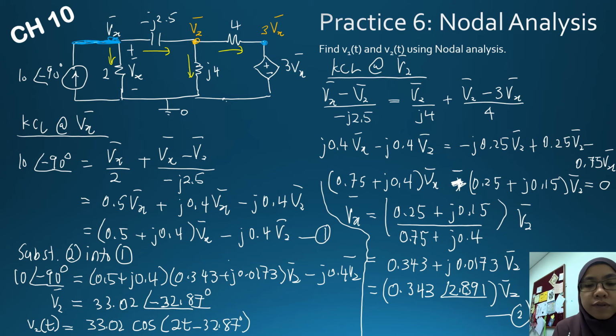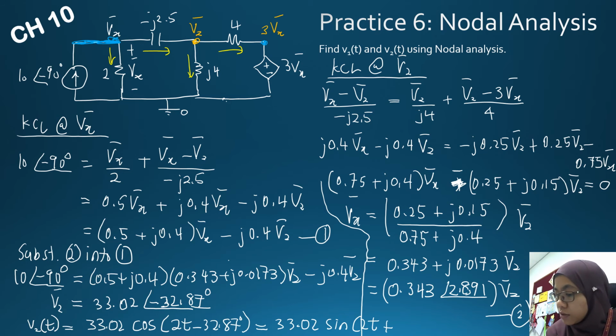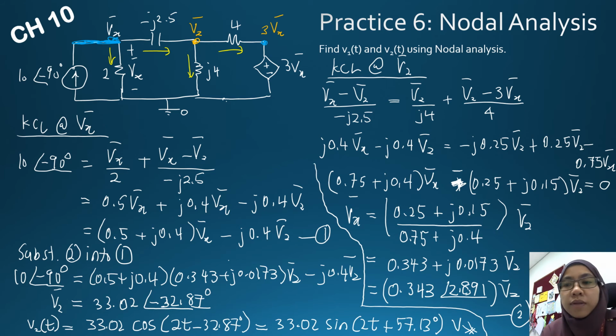But since the given question is in sine, you need to convert it back to sine. So 33.02 sine of 2t minus 32.87 plus 90 degrees, so you have a plus 57.13 degrees. Okay, and this is in volts. So we will continue with the next slide.